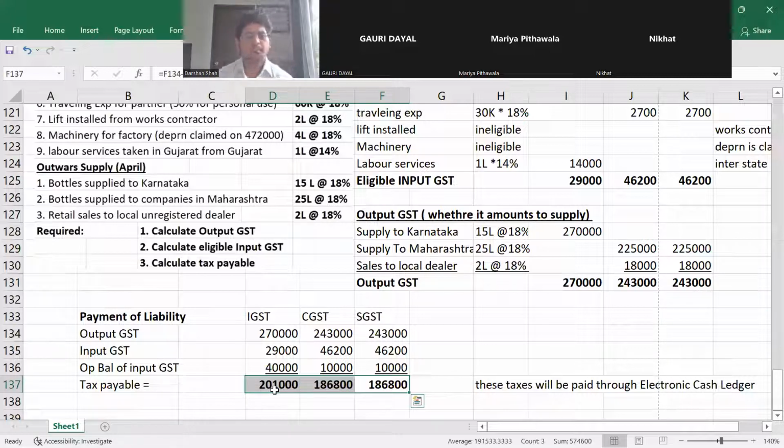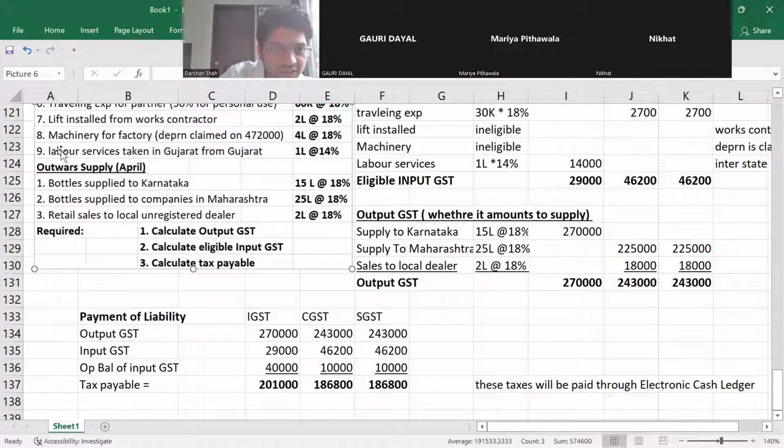Okay. And is there any need that it's written like taken in Gujarat and from Gujarat? Why is it mentioned? Because, like I was explaining, in case of services, the place of service is the place where the service is actually taken, not the place of the service provider. So if this was labor services taken in Maharashtra from a supplier in Gujarat, then the services are actually taken in Maharashtra, correct? Then it would have become intra-state and we would have paid CGST and SGST.